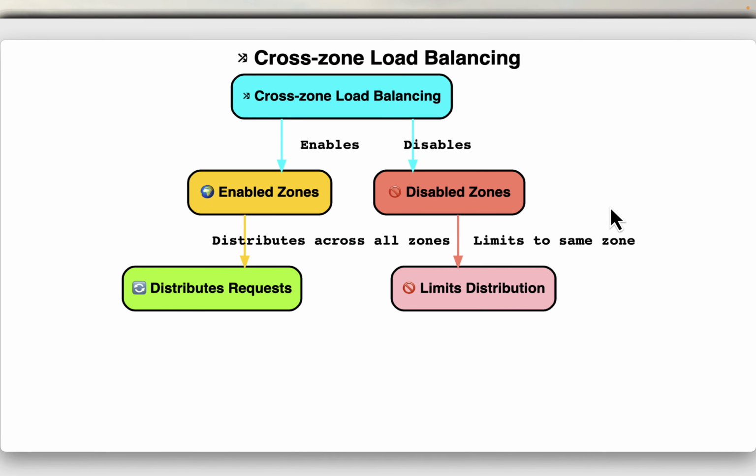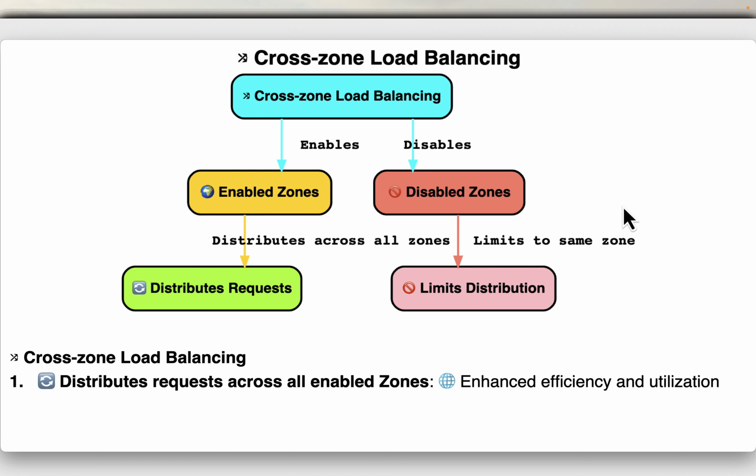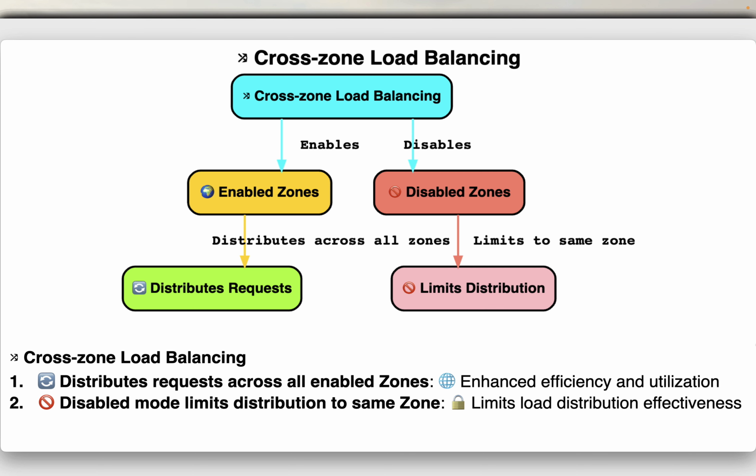So next we will see the cross-zone load balancing feature. When this feature is enabled, it allows each load balancer node to distribute client requests across registered targets in all enabled availability zones, enhancing efficiency and utilization. But when it is disabled, each node only sends traffic to registered targets within its own availability zone, potentially limiting the effectiveness of load distribution.